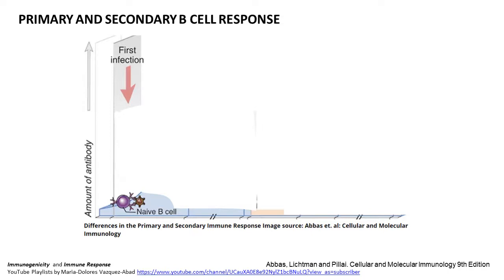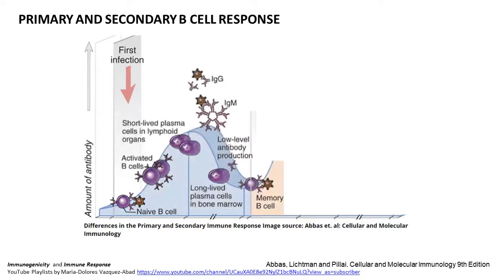So when we have a first infection or first encounter with the antigen, we have a naive T cell that will recognize the whole antigen. And basically what happens is that this will become activated. The activation will actually make them differentiate into plasma cells, and the typical results of this plasma cell over time will be short-lived plasma cells with production of mainly IgM antibodies to the antigen.